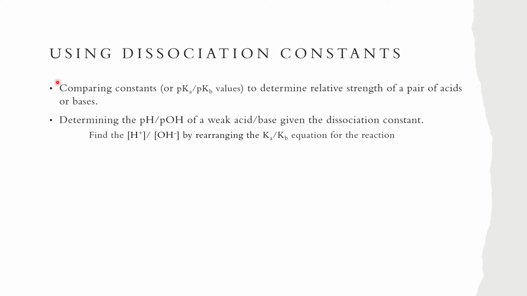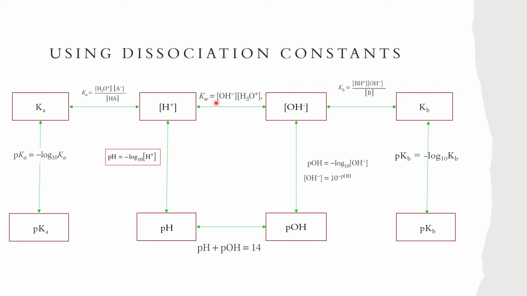We can compare dissociation constants, or pKa and pKb values, to figure out the relative strength of acids and bases. So we can look at, say, two weak acids and figure out which one is stronger when we compare the two, and that's determined by the Ka or the pKa value. We can also do more calculations similar to the ones that we've already done surrounding hydrogen ion concentration, hydroxide ion concentration, and pH and pOH. In fact, we can just add that to the flowchart that we already have.